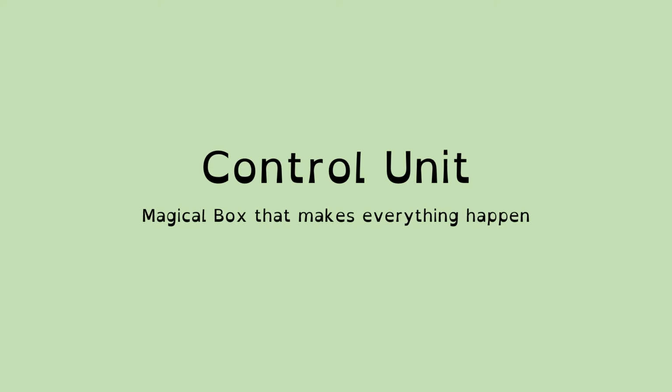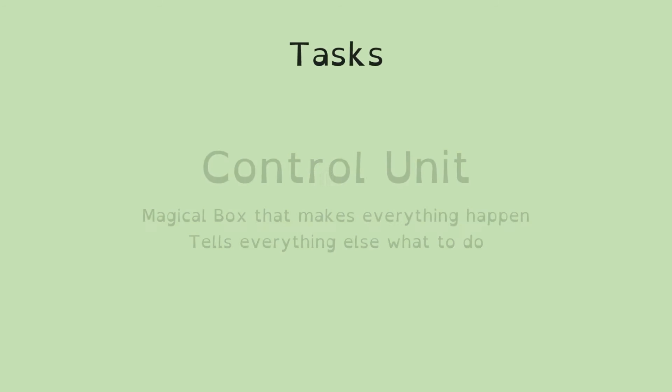Let's think about what it does then. The control unit is this magical box that makes everything happen inside your CPU. Obviously, it's not really magical. It tells everything else what to do. What it does is it looks at the opcode, which is the code that the programmer uses to tell the computer what to do, and it works out what the hardware needs to do to affect that opcode.